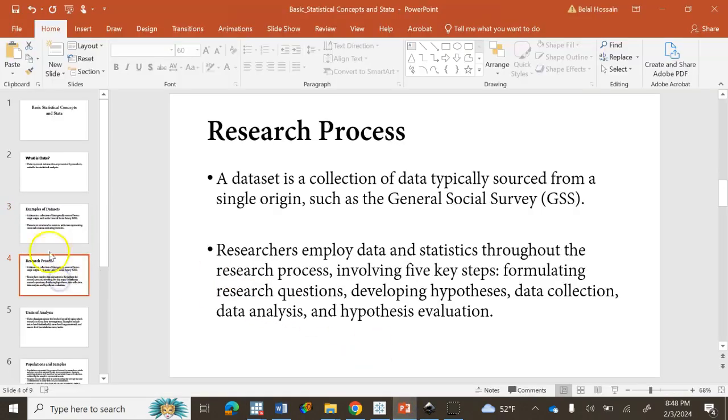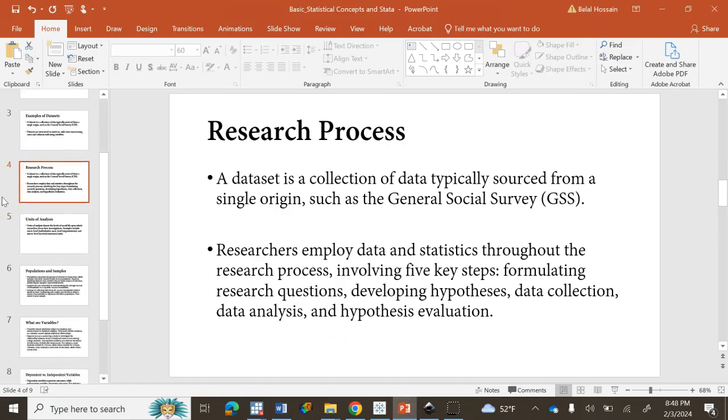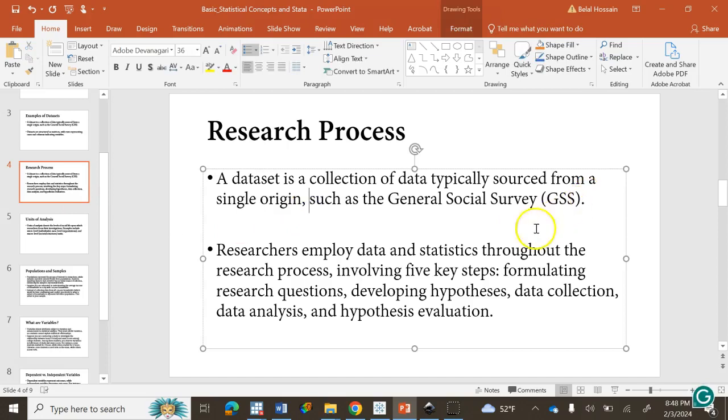Okay, then we have a research process. How do we conduct research using data? Researchers employ data and statistics throughout the research process, involving 5 key steps. First, formulating research questions. So you need to have a prior idea about your research question, how things are related to one another, how education, for example, is related to income. Does education increase income in general? So these kinds of questions.